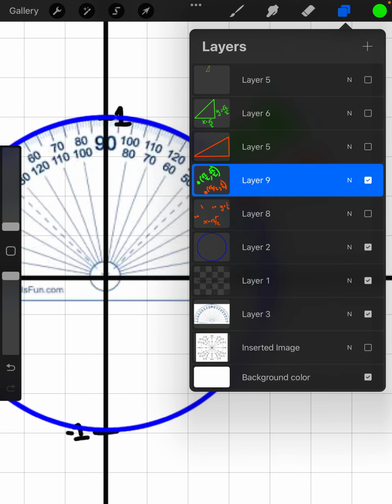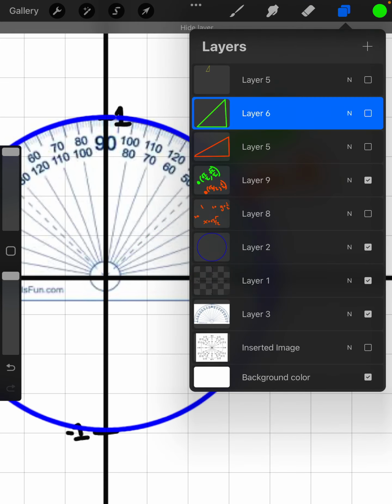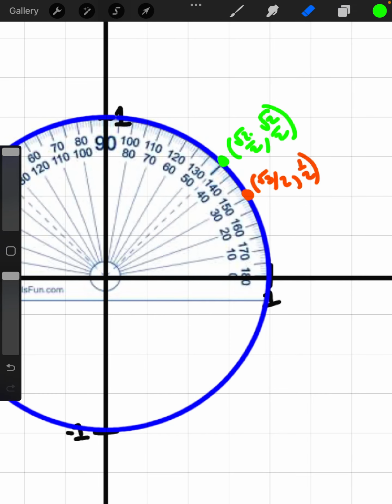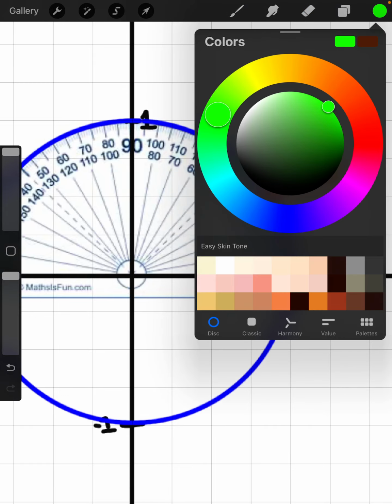And then I'm going to get rid of that triangle. Well, I'm actually going to erase part of it first and then get rid of that triangle. There we go. All right, so now I have 2 of the points that I want on the unit circle. I'm going to keep going though.